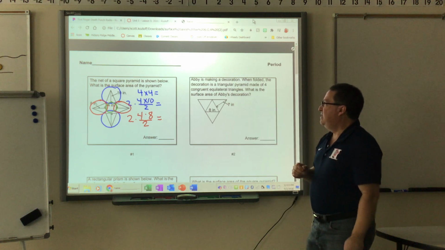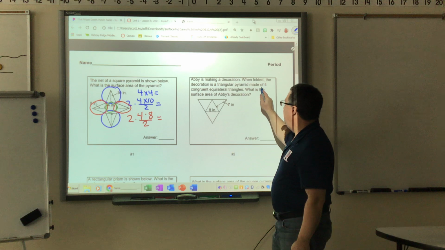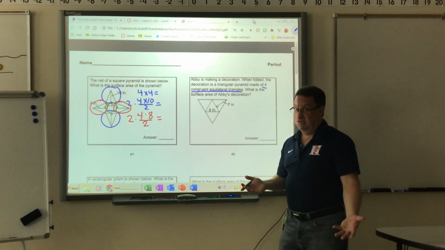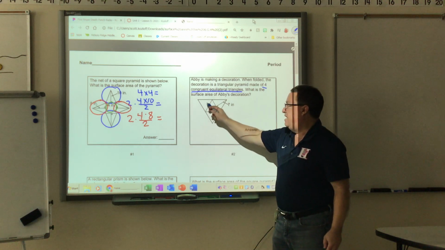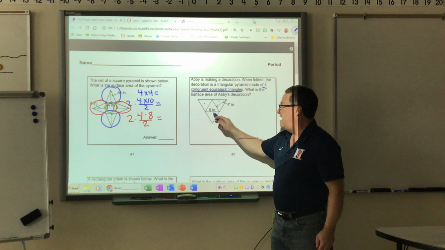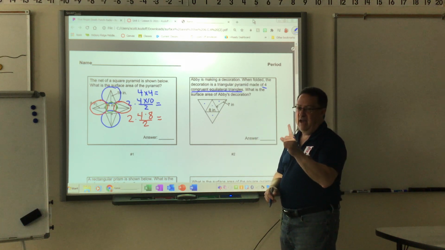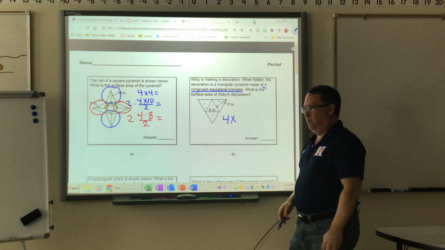The second one is a triangular pyramid made of 4 congruent equilateral triangles, which means they're all the same. They're equilateral and they are congruent. So each one of these is exactly the same. So if I find one face of that net, then I only have to multiply it by 4.